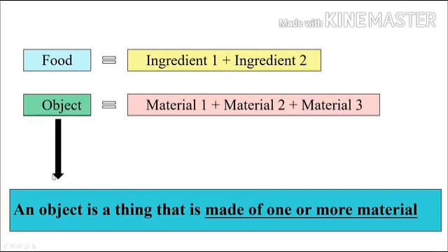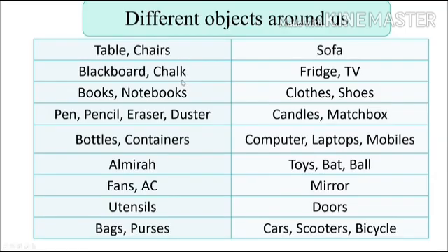So basically what we want to say here is that an object is a thing that is made up of one or more materials. If you look around, you will find yourself surrounded by a variety of objects. Your table, chairs, blackboard, chalk, pen, pencil, eraser, almirah, fans, AC, utensils, door, your toys, your computer, laptops, your clothes, shoes, sofa, TV, fridge. All of these are objects.